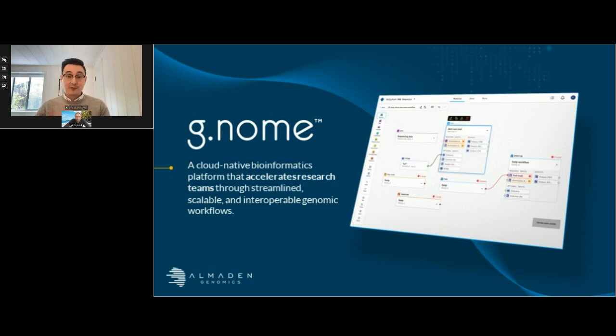So, for you out in the audience, whether you're looking to run pre-made workflows right out of the box to solve your bioinformatics problems, or you're looking to develop new, custom solutions to solve your science and business needs, Genome really has you covered.